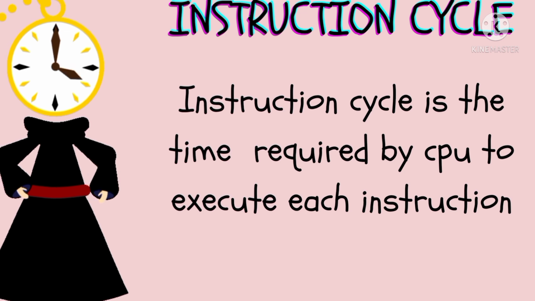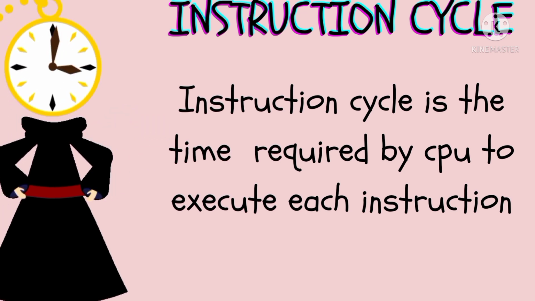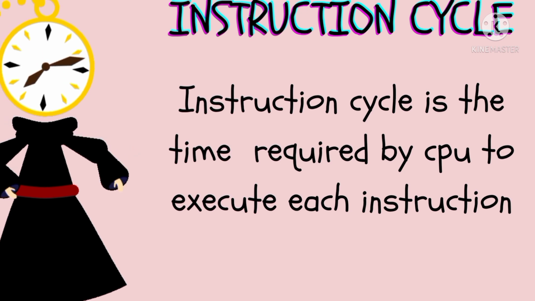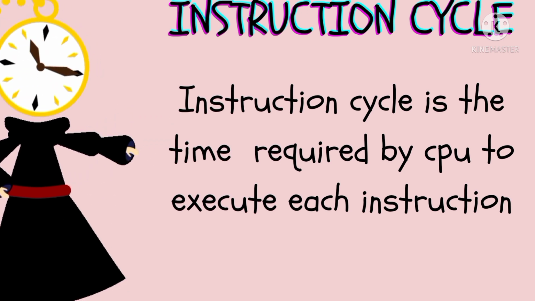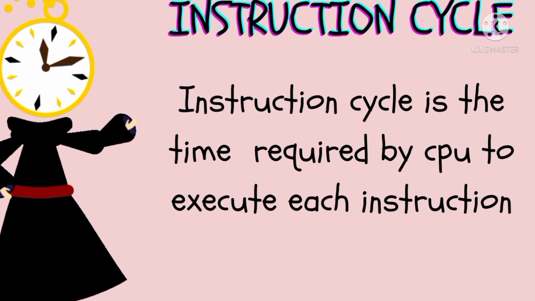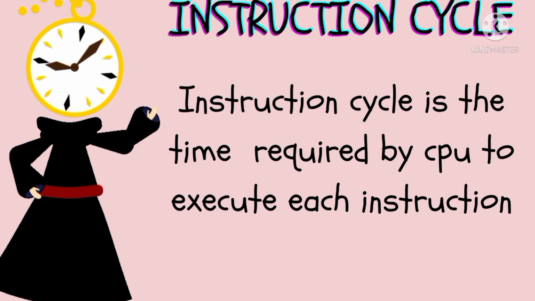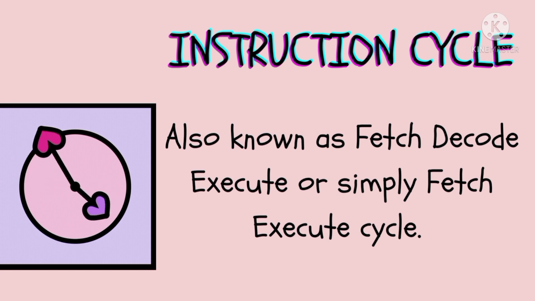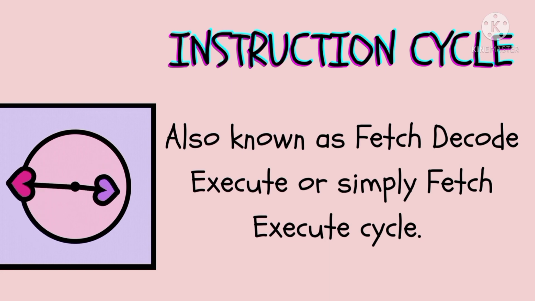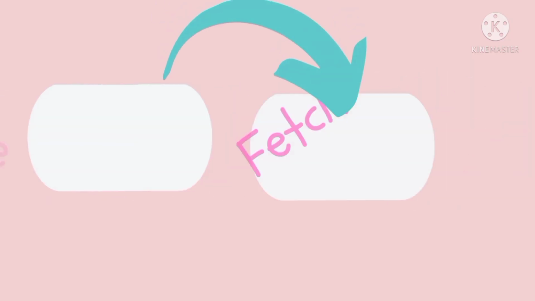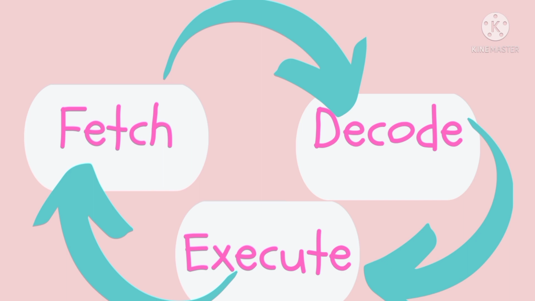Instruction cycle. A computer always follows a continuous cycle called the instruction cycle. Instruction cycle is defined as the time period required to execute each instruction. It is the time period required by the CPU to execute each instruction. It is also called fetch, decode, execute or simply fetch execute cycle. This is because our instruction is completed by three major steps: fetch, decode, and execute. Let's see the details of each stage.